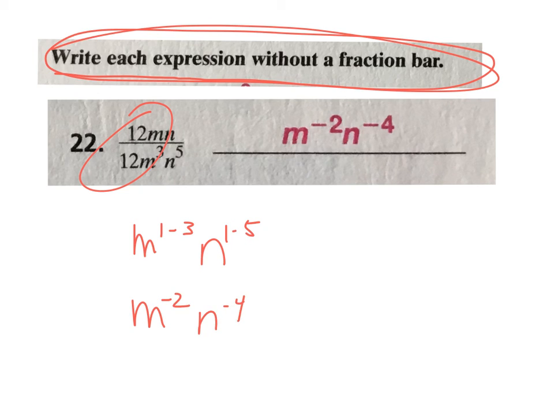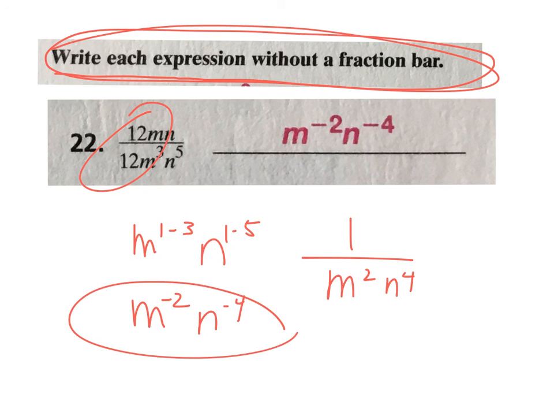Now, if I said standard form, you'd have to turn around and rewrite that as 1 over m squared n to the 4th. But since I said do it without a fraction bar, we'll stick with this answer for now.